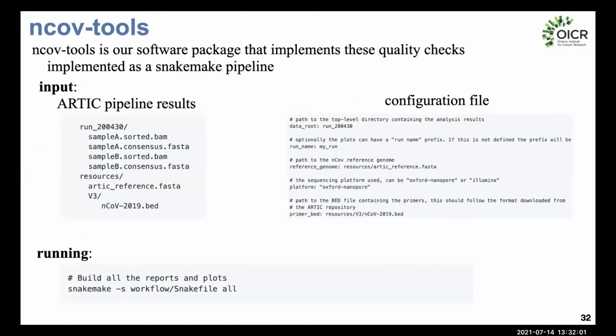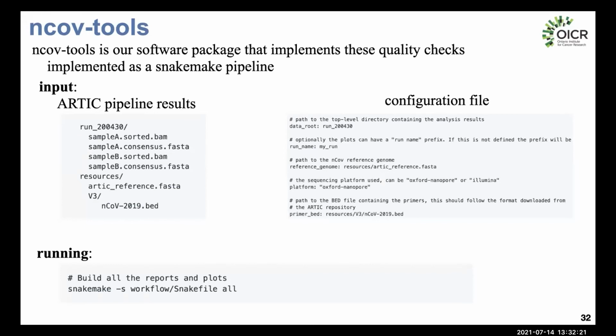Now that takes me to the last few slides, which is just briefly talking about the software, which you'll have a chance to try in the homework session as well. So as mentioned, ncov-tools is our software package that automates all of these quality checks and automates generating all these coverage plots and SNP plots and the heat maps that I've shown today.